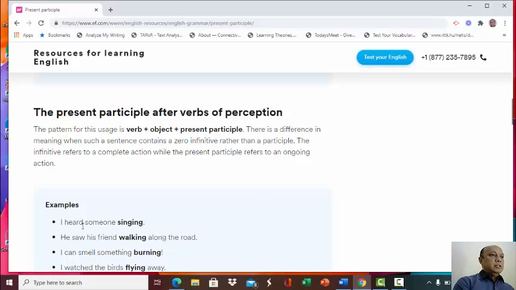Okay, so for example, I heard someone singing. See, this is the verb of perception, heard, and then you have object, and then you have present participle. Okay, so this pattern applies to this one, right? Heard, verb, someone is the object, and then you have present participle. He saw his friend walking along the road. Again, you have saw here, verb of perception, and then you have his friend as the object.